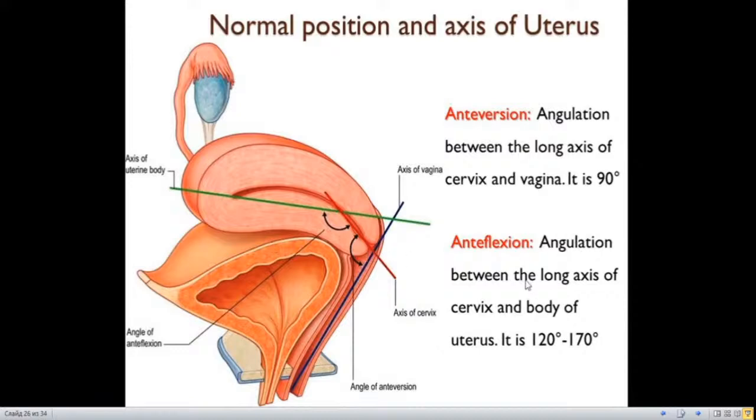Anteflexion, we should take into account the long axis of the cervix, the red one, and the long axis of the body, the green one. This angle is about 120-170 degrees. It is the normal position of the uterus, anteversion and anteflexion.